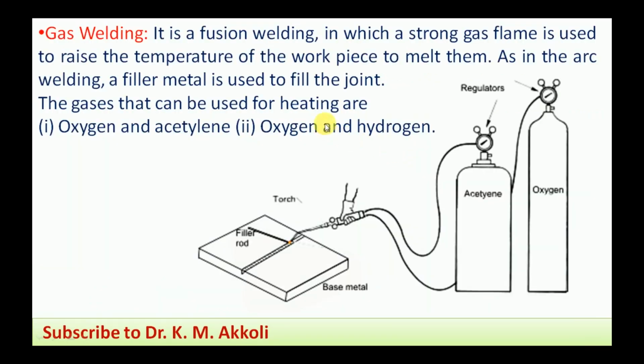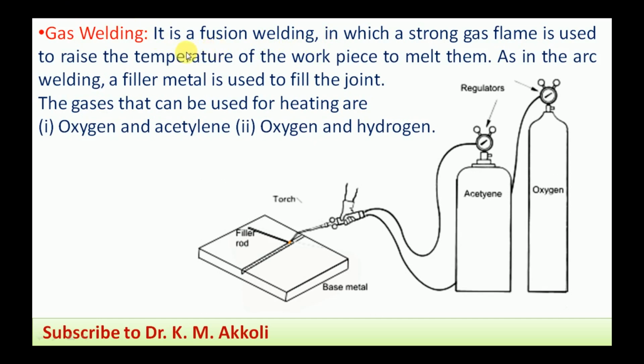In gas welding we will discuss what is meant by gas welding. It is a fusion welding. Fusion welding means the metal pieces that are to be joined are melted to their molten state. Here a filler material may be added in order to have a proper joint. In fusion welding, as we know, the metal is melted to its molten state, and for that heat supply is required.